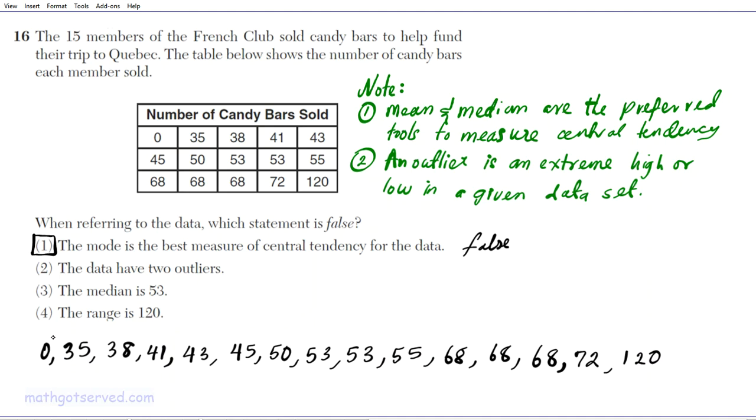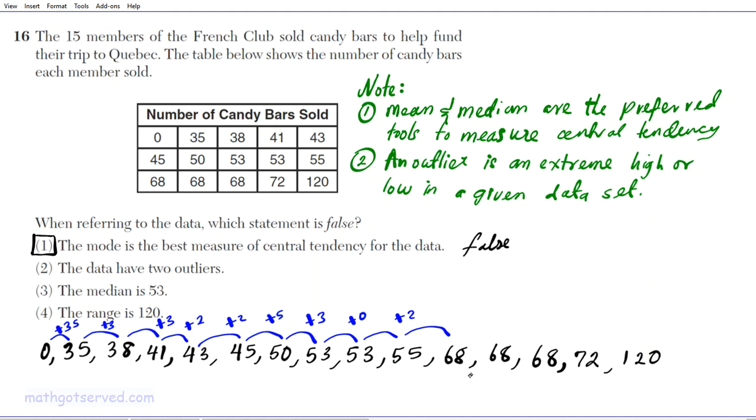Okay, so from 0 to 35 is plus 35. So what we're going to look at is the growth relative to each other. From 0 to 35 is a jump of 35. From 35 to 38 is a jump of 3. From 38 to 41 is a jump of 3. From 41 to 43 is a jump of 2. From 43 to 45 is a jump of 2. From 45 to 50 is a jump of 5. From 50 to 53 is a jump of 3. From 53 to 53 a jump of 0. 53 to 55 a jump of 2.